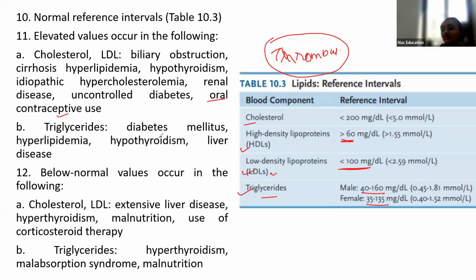Yes. Corticosteroids, what is the action of corticosteroid? It decreases the inflammatory response, immune system gets down. So there is no need of cholesterol and LDL will be utilized by the cell. So due to that reason, the cholesterol and LDL level gets down. Understood? Yes. Okay, ma'am.